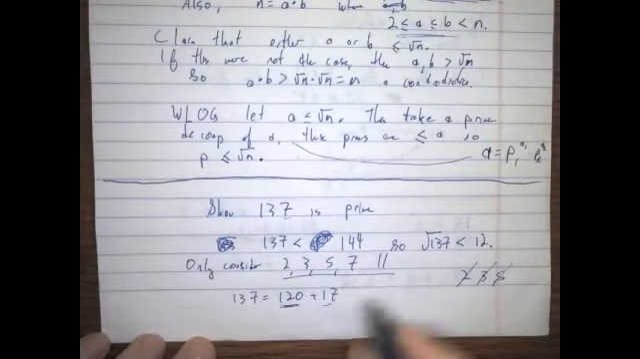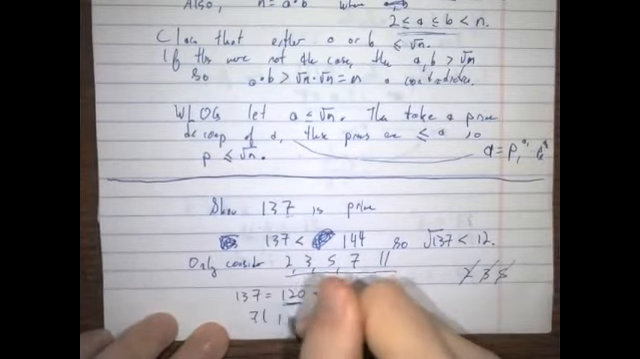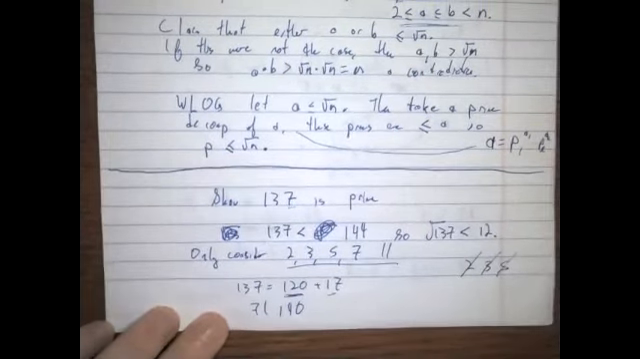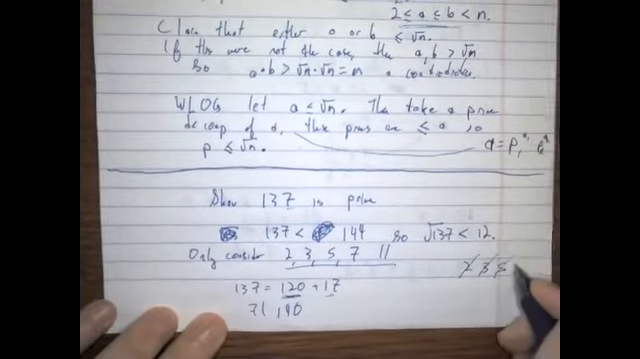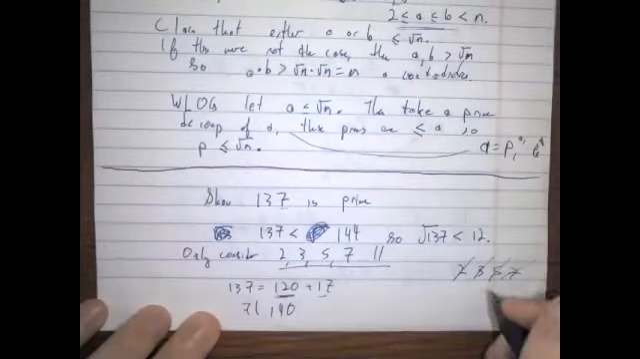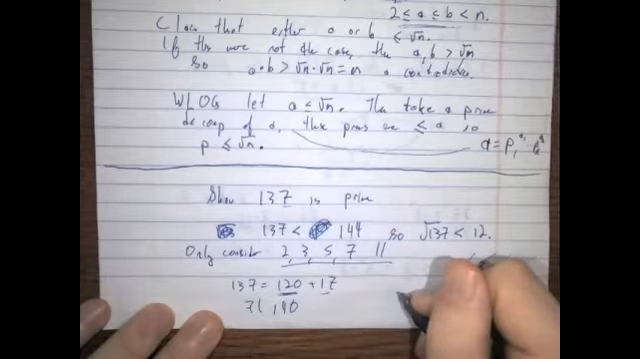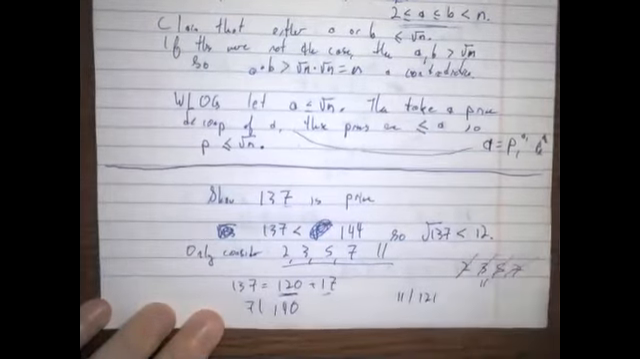7 is a little trickier, but 7 divides 140. And if 7 divides 140, 7 can't divide 137, right? Because that's 3 less. So 7 is out. And lastly, 11 is also out because 11 divides 121.